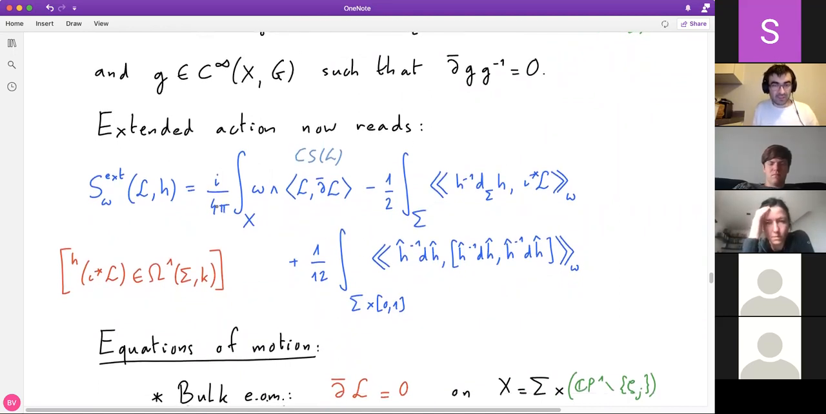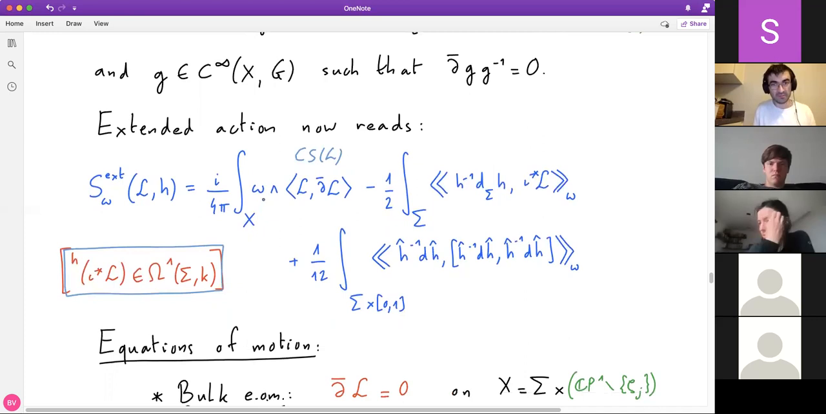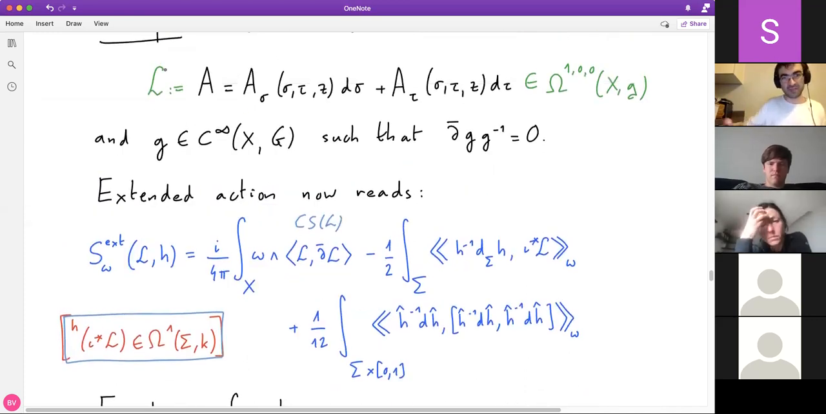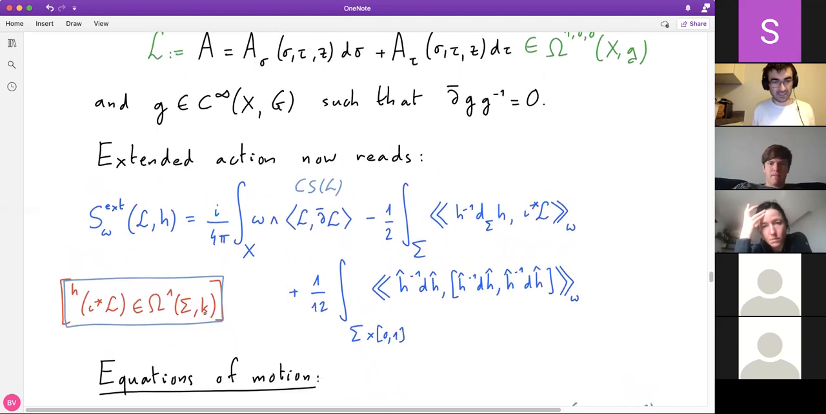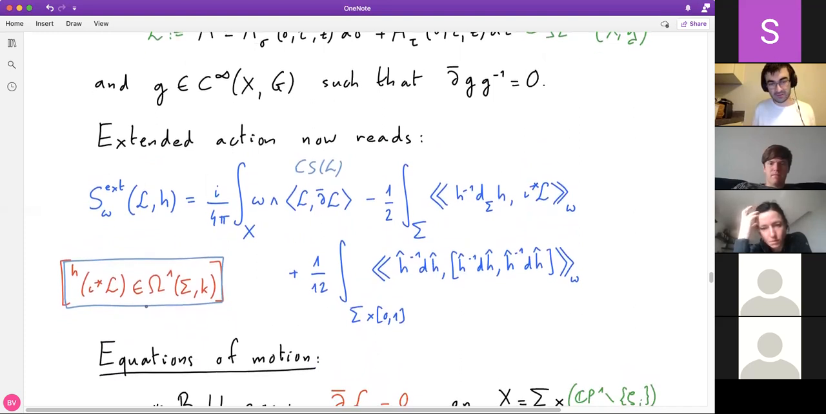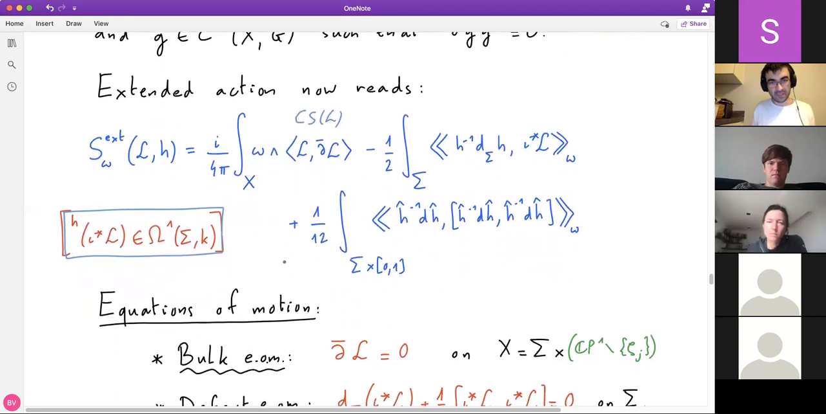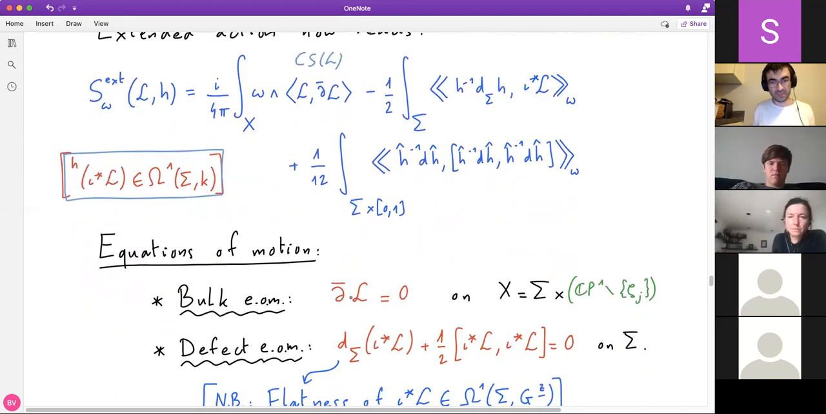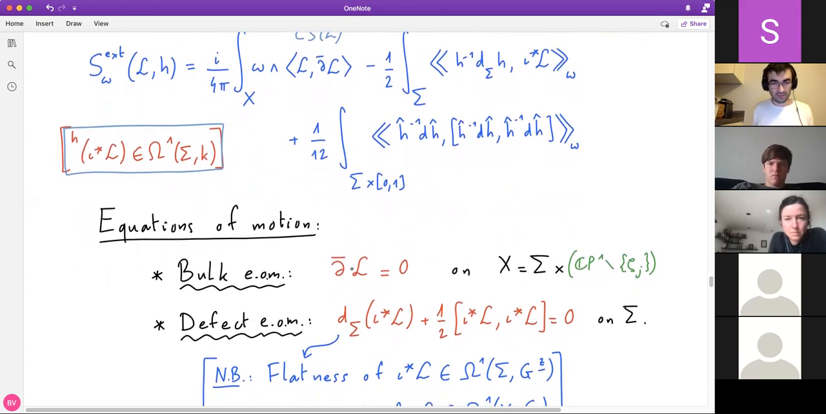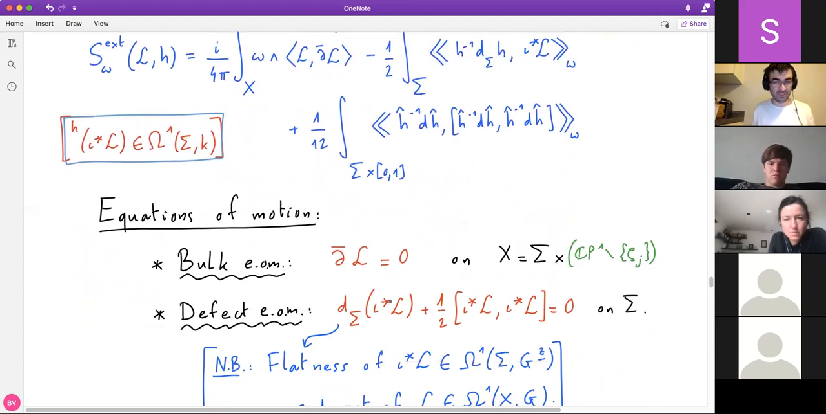If you derive the equations of motion for this action, bearing in mind that this is the crucial thing that will be important later: the edge mode and the gauge field, which I now call L. Notice I've changed the name. It's called L now because it will become the Lax connection. These satisfy this constraint, so I vary the action subject to this constraint. What I get are these bulk equations of motion, which tell me that L is holomorphic away from the zeta i's. And then I get these defect equations of motion, which tell me that the pullback of the connection L to the defect is flat.